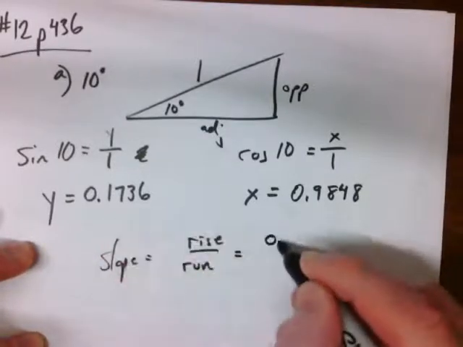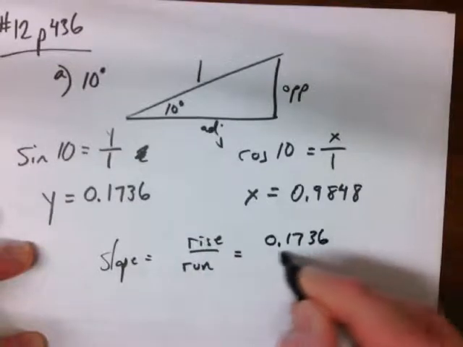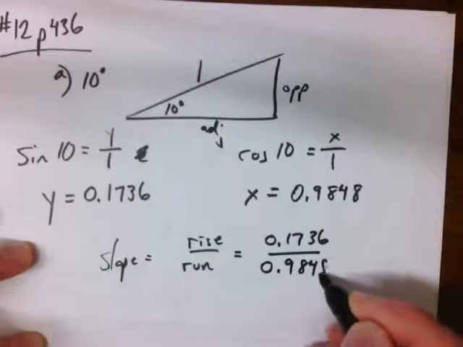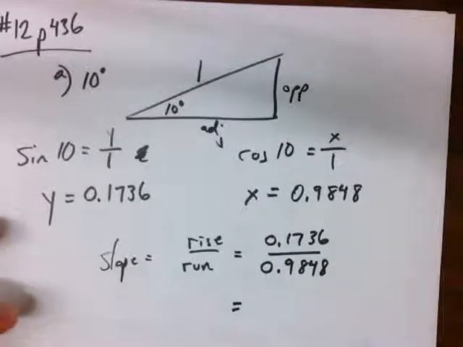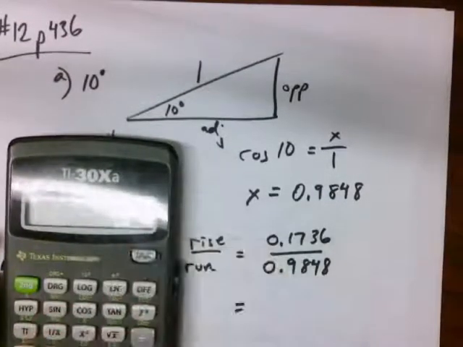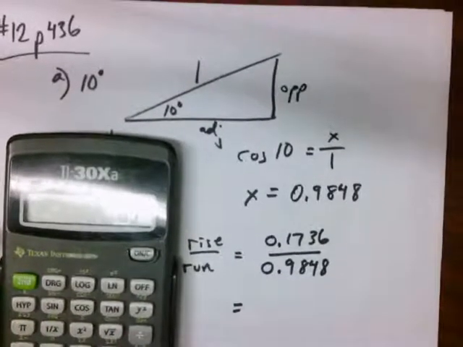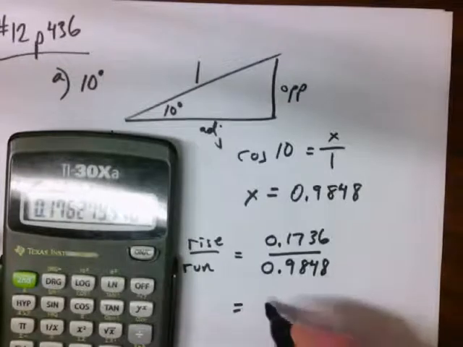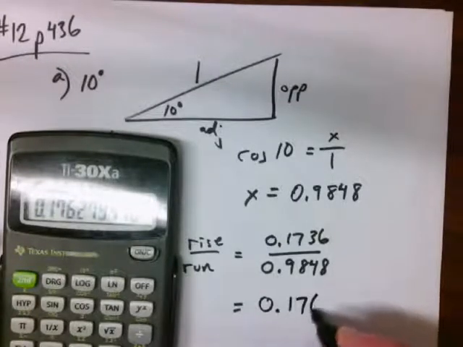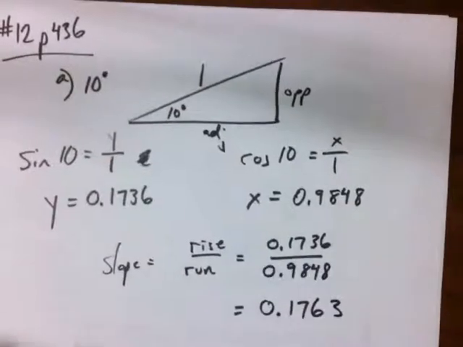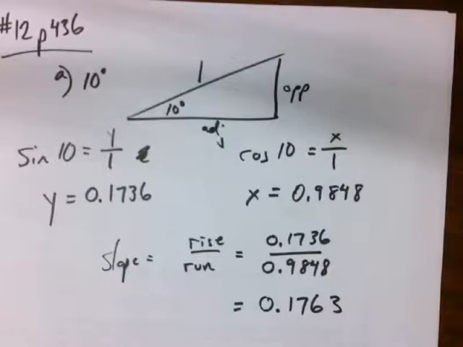The rise is 0.1736 and the run is 0.9848. So 0.1736 divided by 0.9848 equals 0.1763. We round it. Very close, obviously. This is the slope. Curious what it has actually in the back for these.